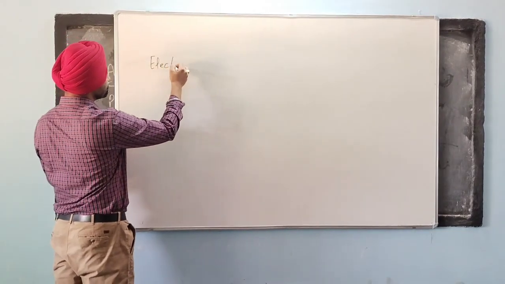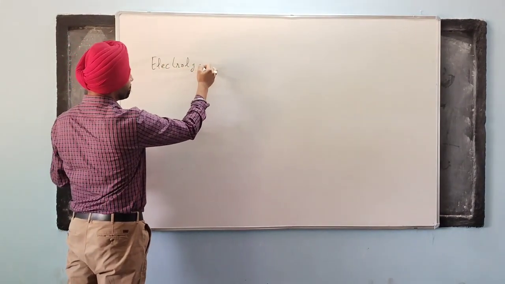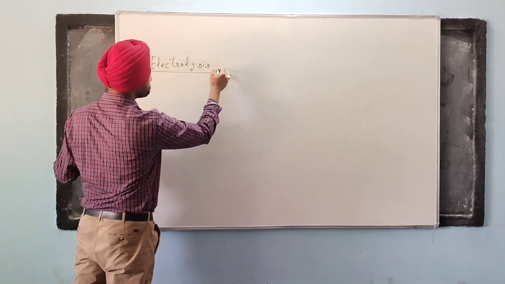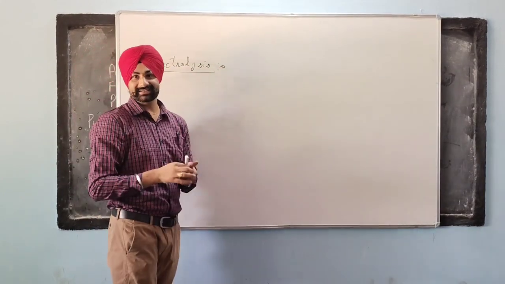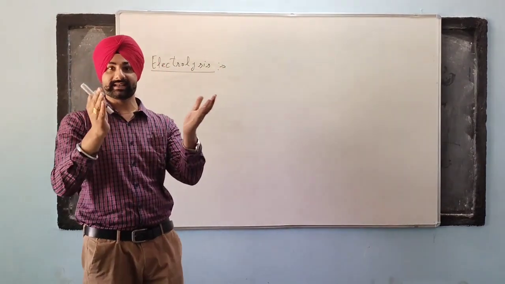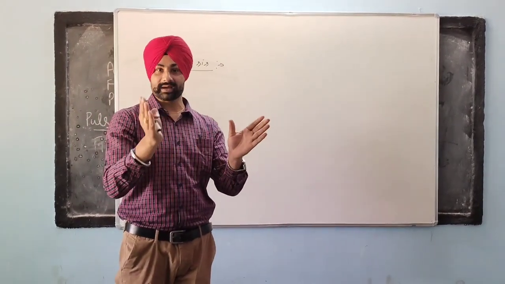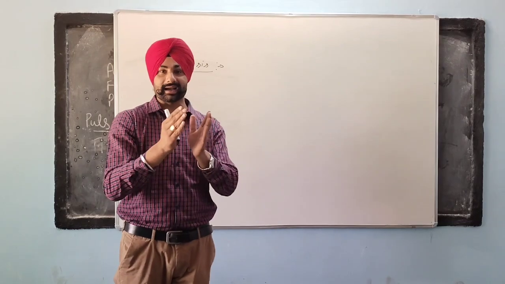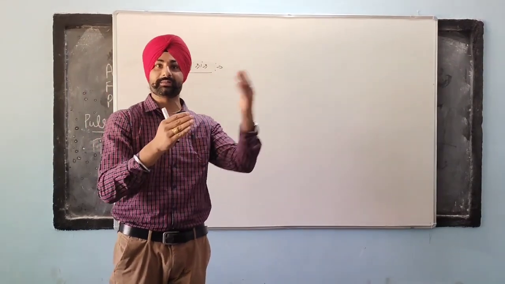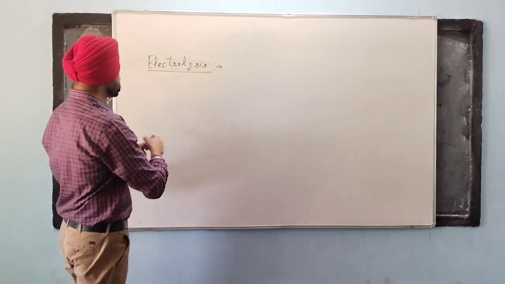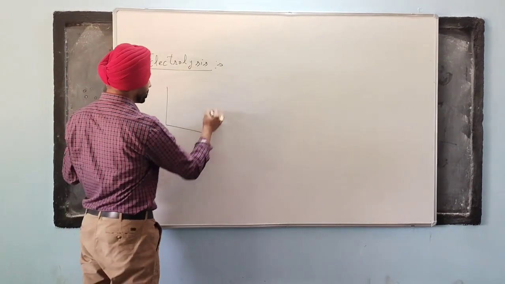Electrolysis is when we pass charge through a solid substance, it splits up into cations and anions. Then the cations and anions will move towards their respective electrodes, where they will either stick to them or they will be liberated as gases. We will understand this with the help of a diagram.